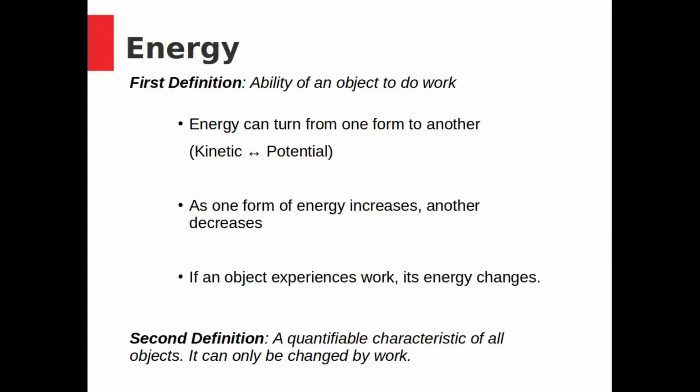Here are some important observations illustrated by these animations. First, energy can be turned from one form to another, like potential to kinetic or vice versa. Second, as the amount of one form of energy increases, the amount of another form decreases. And third, the only exception to that second point is that an object can gain energy through work being done on it, or it can lose energy through a different type of work being done on it, work by a different force.